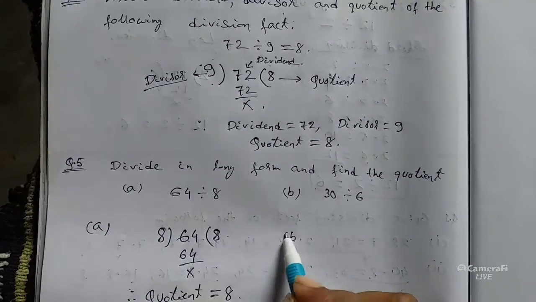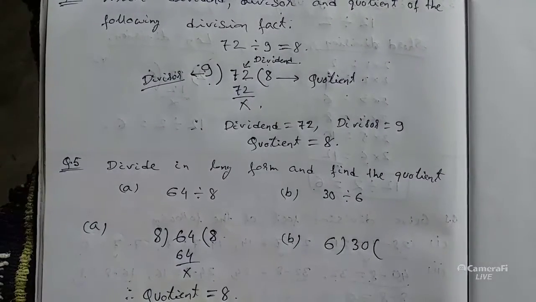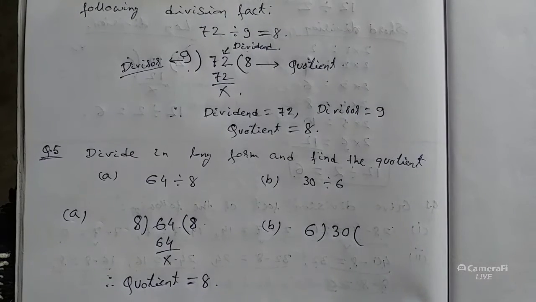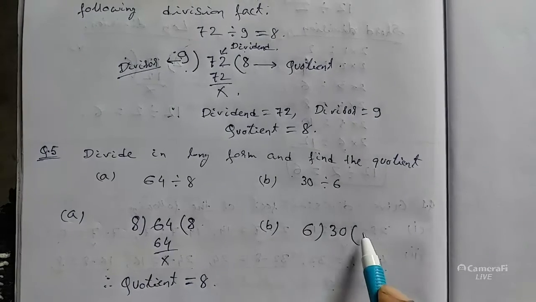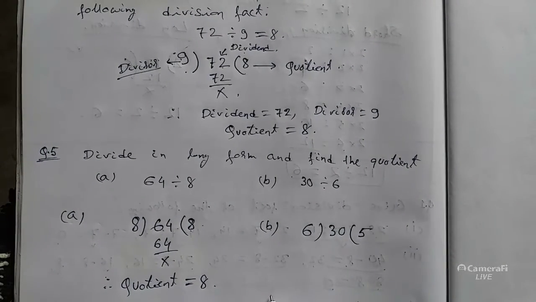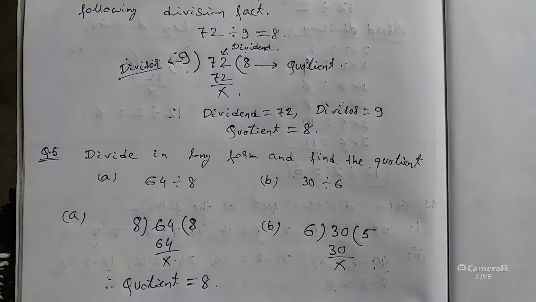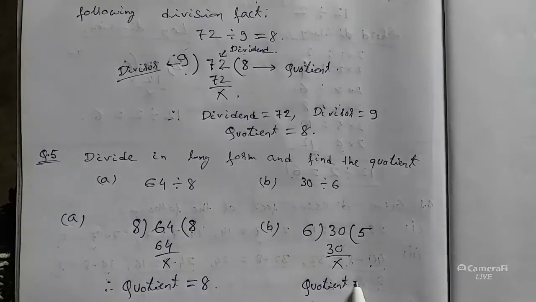For B, we have to divide 30 by 6. So we will proceed with the table of 6. 6 1 ja 6, 6 2 ja 12, 6 3 ja 18, 6 4 ja 24, 6 5 ja 30. So we get 30 by multiplying 6 5. 6 5 ja 30. So here the quotient is 5.